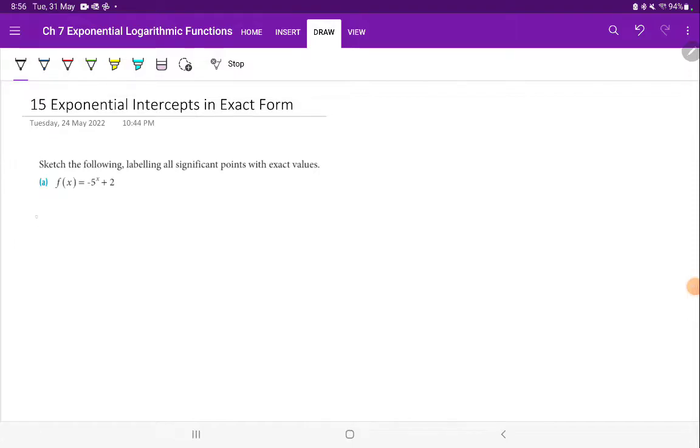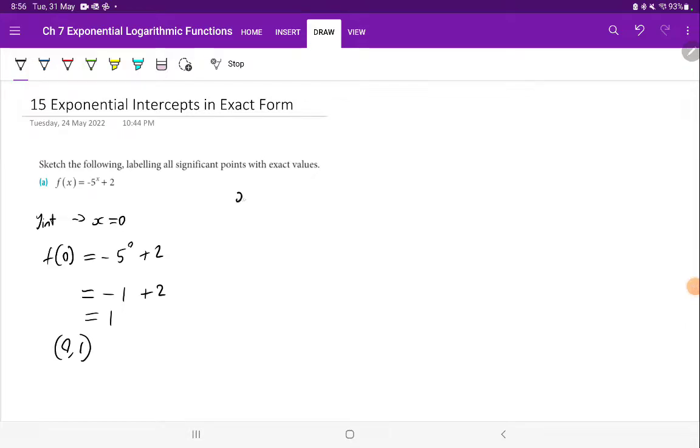So when we're looking for the y-intercept, well, that's when x equals 0. And we get f of 0 is equal to negative 5 to the 0 plus 2. Question is, order of operations. Is negative 5 to the 0 1 or negative 1? Well, the indice happens first, so we get negative 1 plus 2, which is 1. So there is our y-intercept, 0, 1.